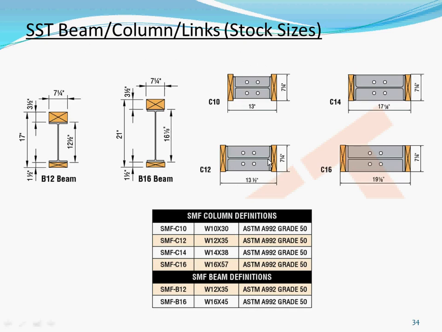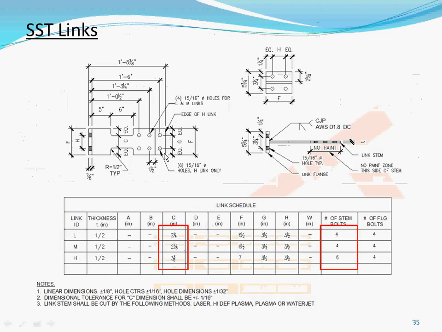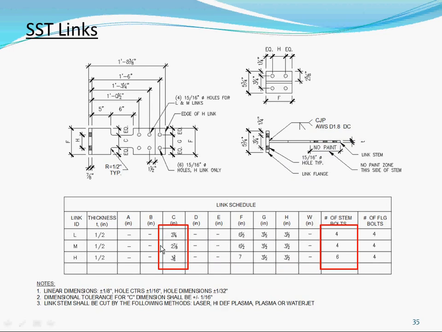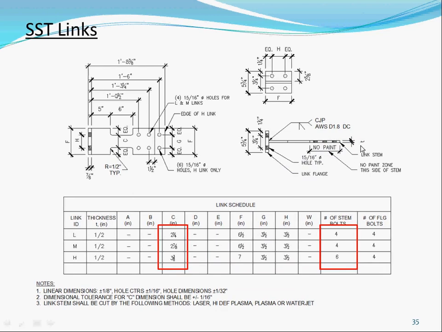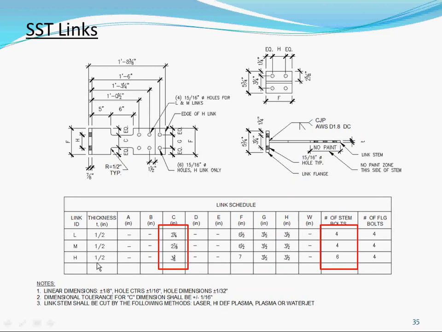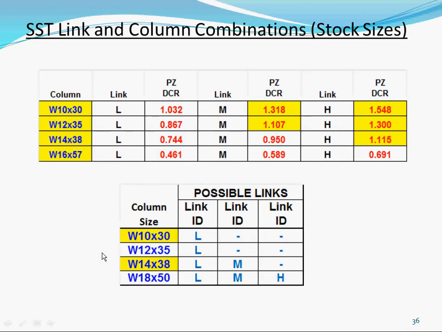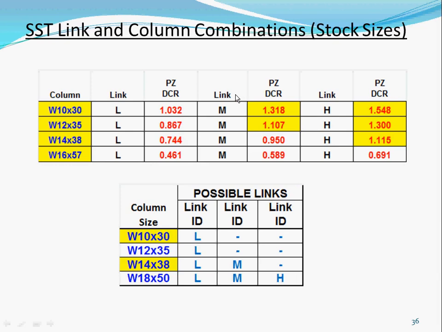For our beam and column stock sizes, I showed you before, we have 4 columns and 2 beams. Here is the actual geometry drawing for our links, for our L, M, and H. All these are just by necking down this. And the thickness is always 1/2 inch. So combinations, this is actually panel zone is governing.